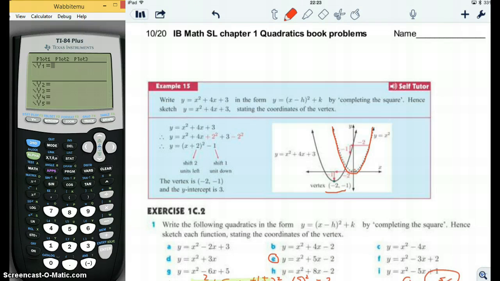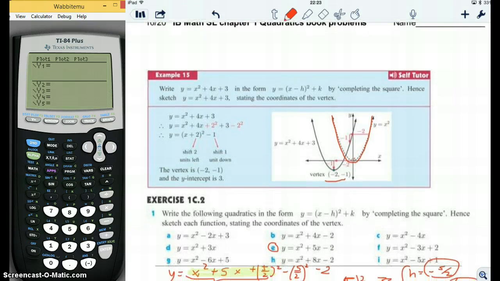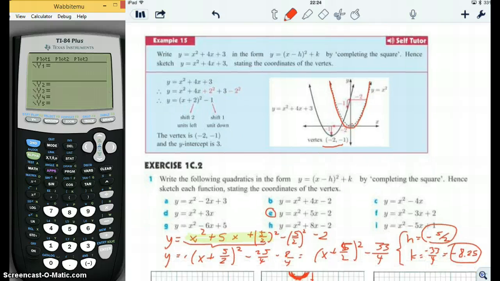Quadratics, page 10. On this page, we're going to talk about completing the square to find the vertex of the parabola. Actually, completing the square and putting it into vertex form. Now remember, this is standard form. This is vertex form. And the way we transfer from one to the other is by completing the square.